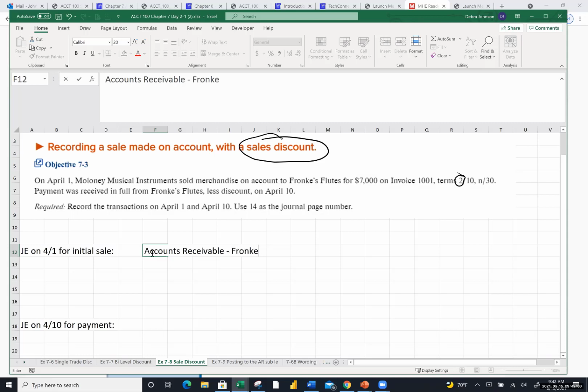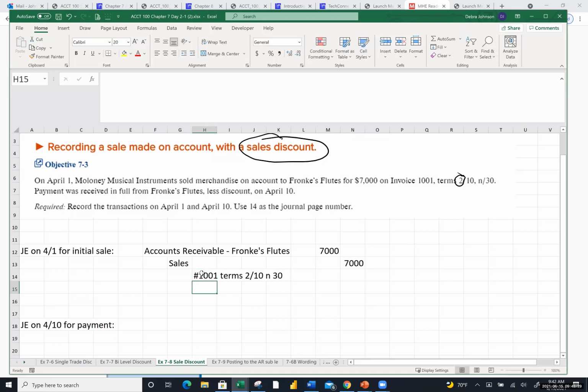So this one happens to be Franke's Flutes. That sale was made on account for $7,000. So we'll use this new revenue account that we learned about last time called sales. And then a brief description of what happened on that transaction would include any kind of source document. So this is invoice 1001. And the terms were 2/10, net 30.